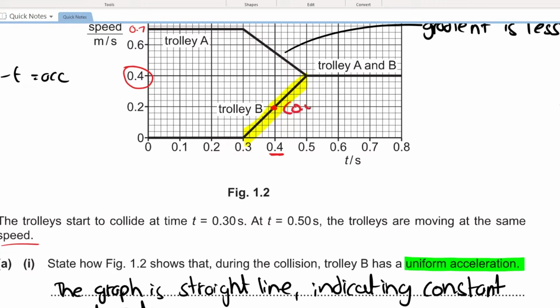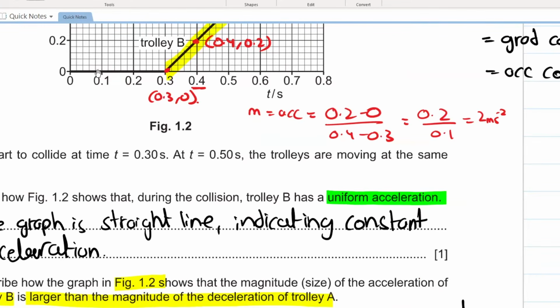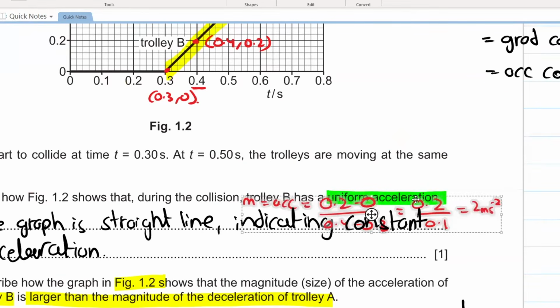Yes. 0.4 and 0.2, and let's take this point as well, that is 0.3 and 0. Can you calculate the gradient, which is equal to the acceleration? Yes, 0.2 minus 0 divided by 0.4 minus 0.3. This is 0.2 divided by 0.1, which comes out to be 2 m/s². This is your acceleration. Simple. Let's take this to the downside.